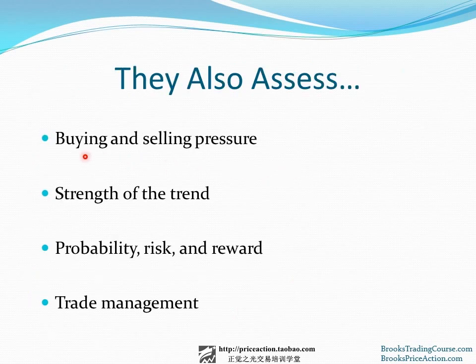You also hear them assess buying and selling pressure. They may not use the terms buying and selling pressure, but they'll talk about, oh, the trend looks really strong. The bull trend looks strong, or the bear trend looks strong. And they'll also talk about risk and reward and probability. Every now and then they'll specifically mention the three together in the same sentence.